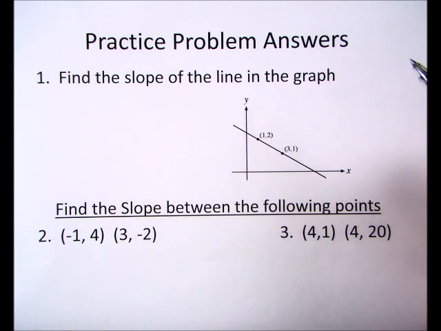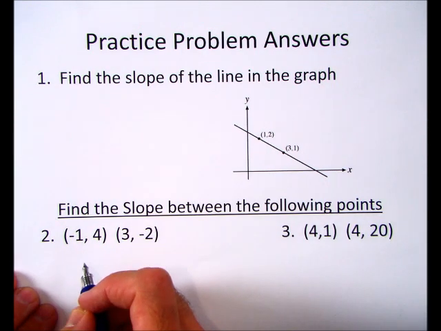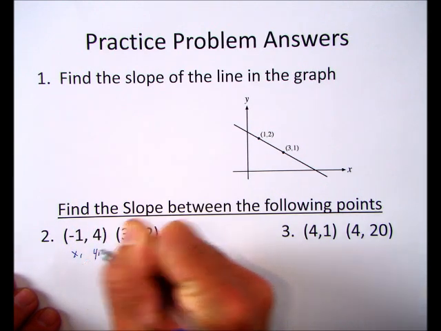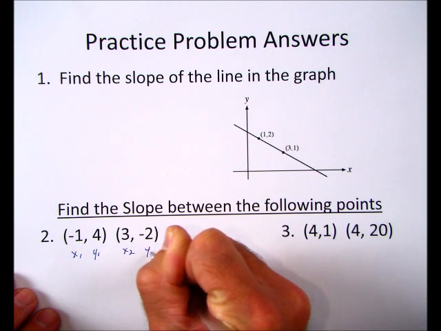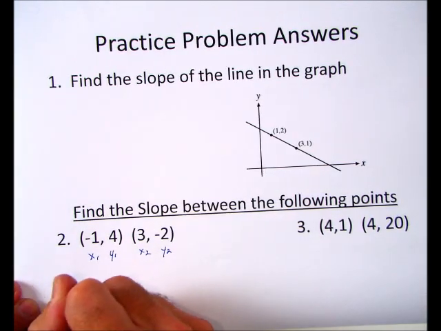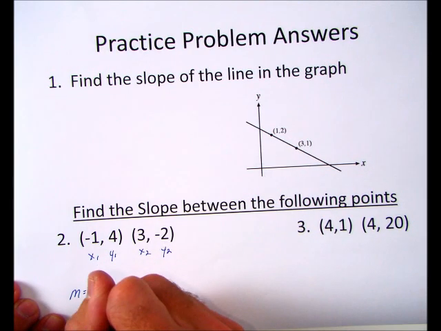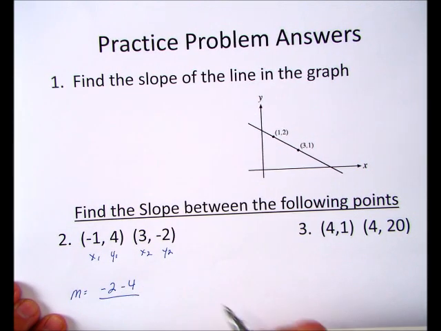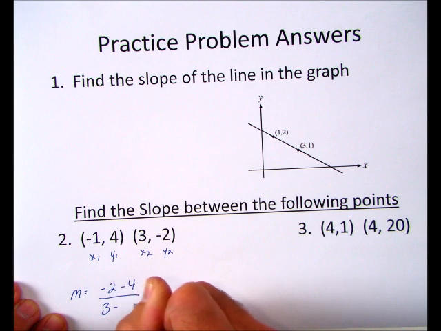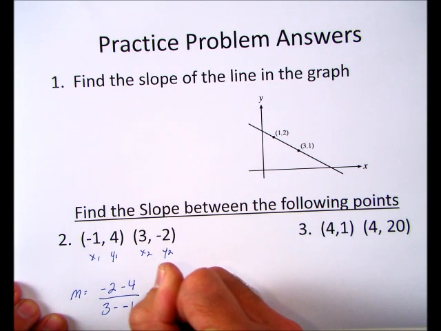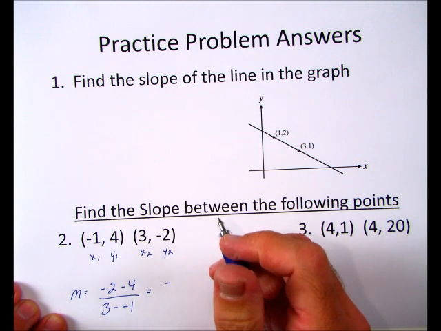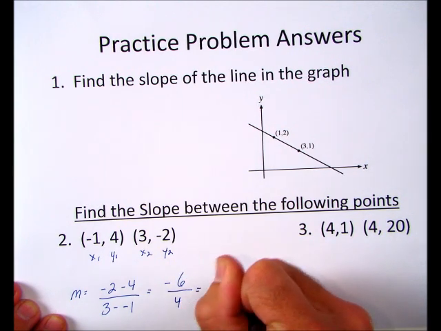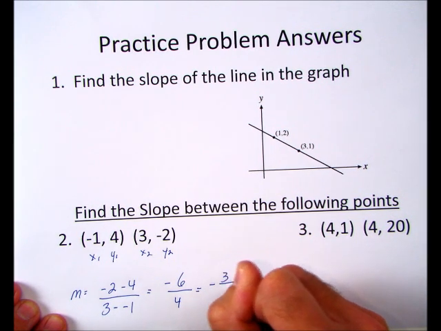I actually much prefer using the formula. So let's jump down here to the formula. X sub 1, y sub 1, x sub 2, y sub 2. All right, so y sub 2 minus y sub 1. Here's y sub 2, negative 2, minus y sub 1, which is 4, divided by x sub 2 minus x sub 1, which is negative 1. So this is going to be a negative 6 over 4, which will reduce to negative 3/2.